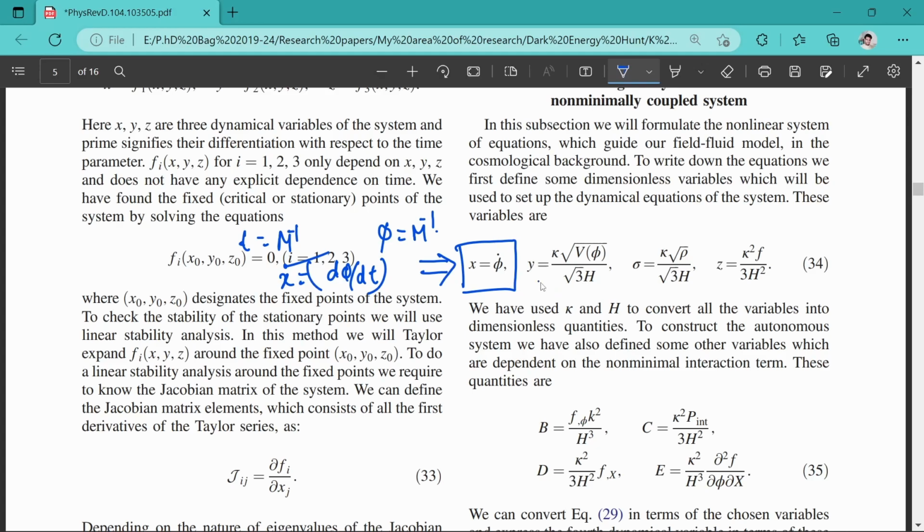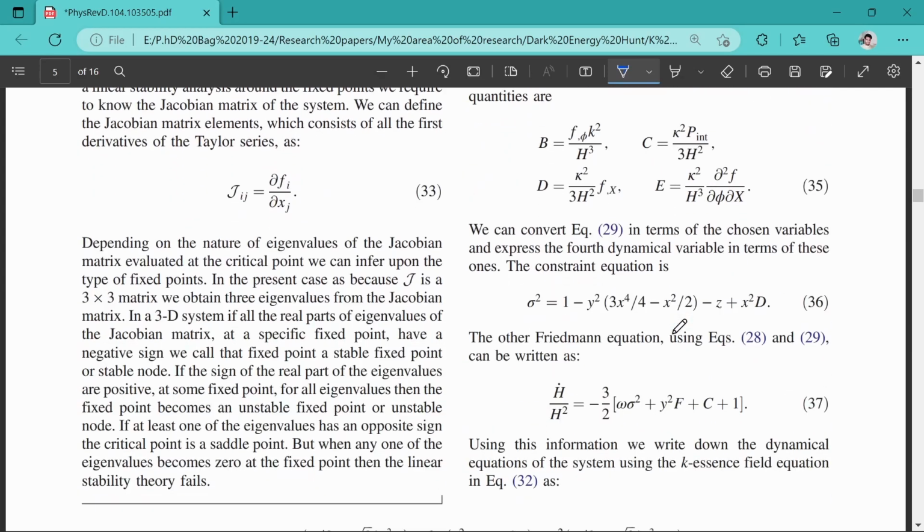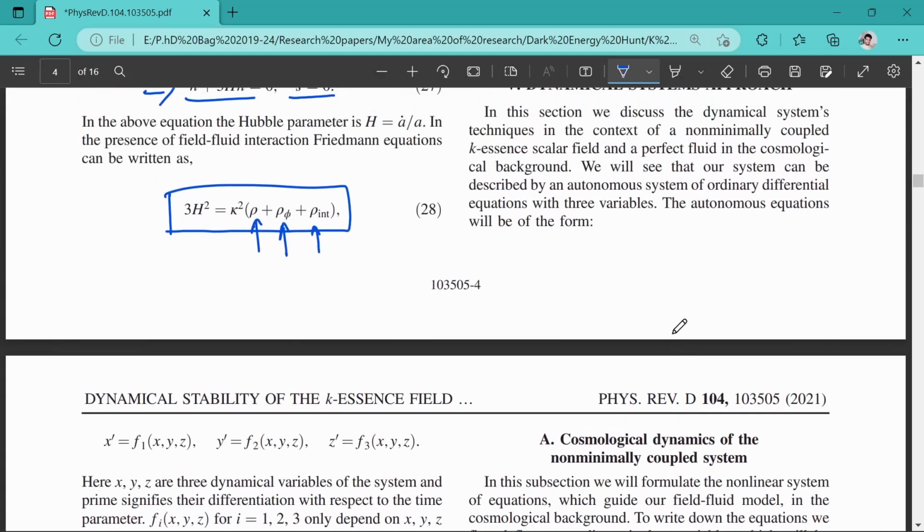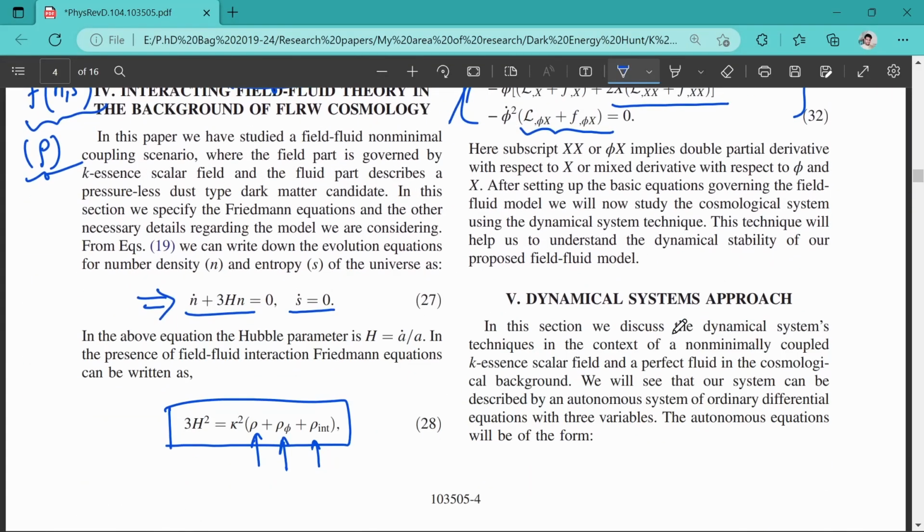This is very standard. Similarly for y, and sigma corresponds to the fluid term, and then z, because z is carrying fluid terms as well as the field terms, so you have to define different quantities, like z is equal to kappa square f over 3h square. One way to look for this kind of system is by looking at the Friedman equation.